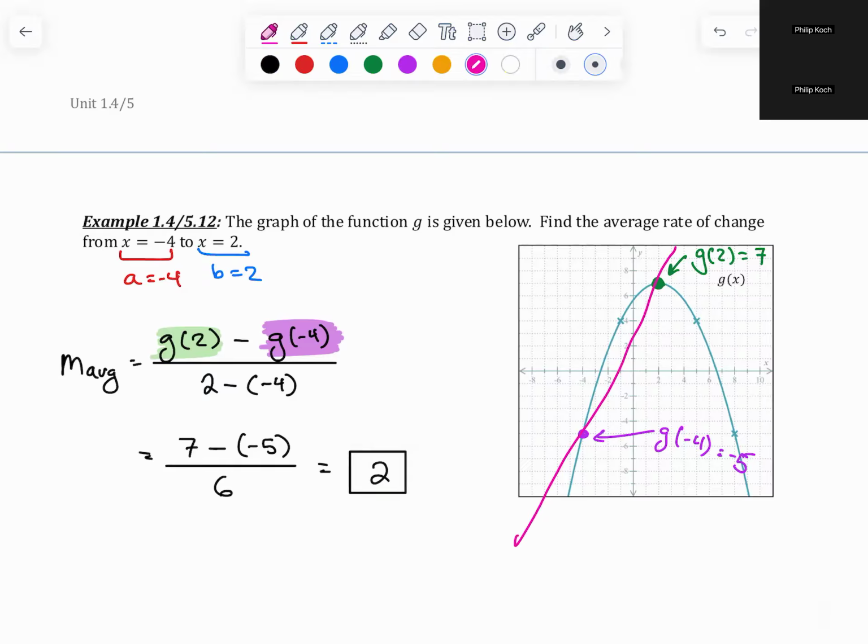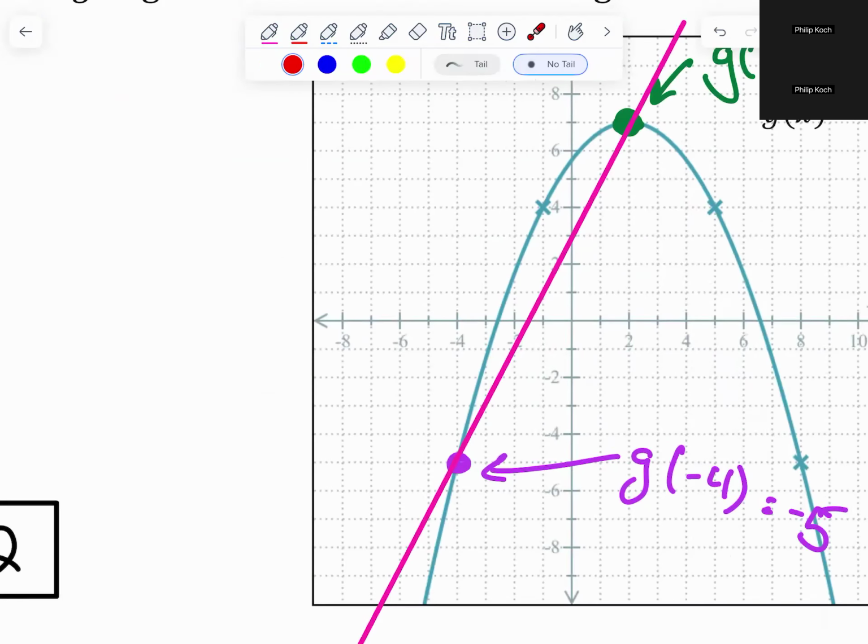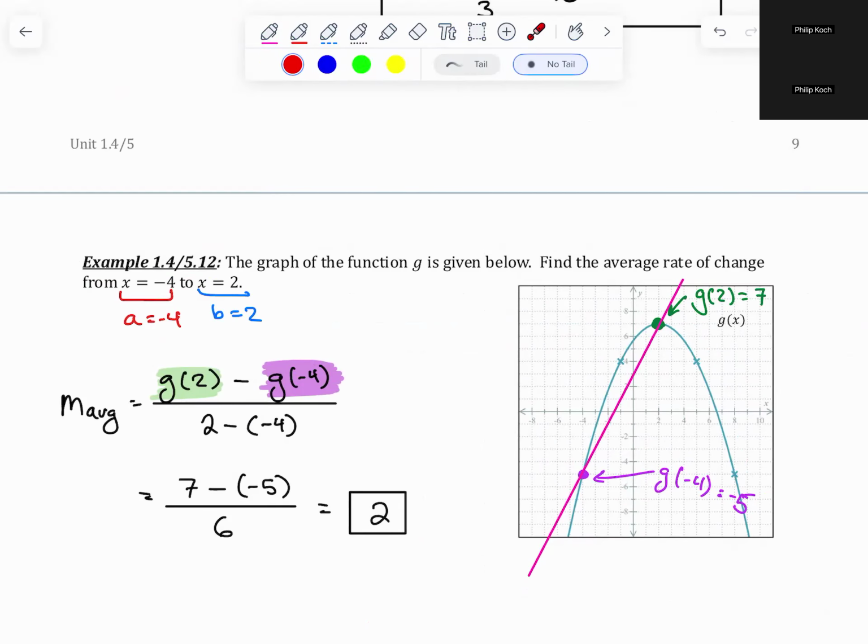Don't draw this pink line. I'm just drawing something for observational purposes. Notice that the slope of that line is 2. If you zoom in really quick, a rise of 2 over a run of 1. It's got a slope of 2. It's the slope of that line. That's what the average rate of change is.